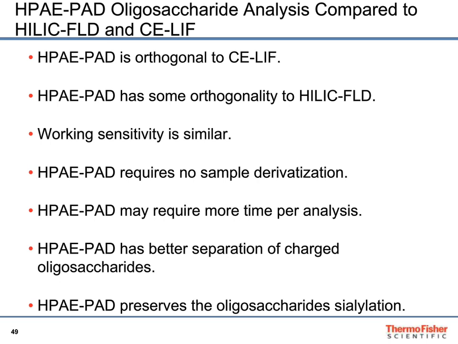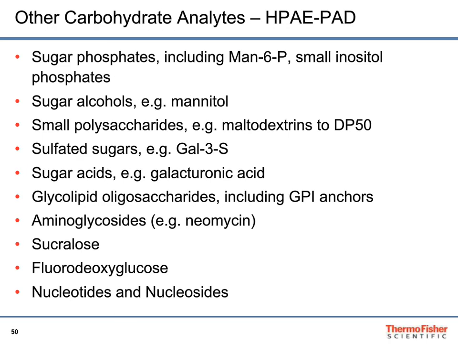And this slide, I'm getting near the end here, shows all the other kinds of sugar analysis that can be done by HPAE-PAD. I've mentioned a lot of these before. I haven't talked about sugar alcohols. We also do small polysaccharides that are just linear polysaccharides, sulfated sugars, some synthetic sugars, and fluorodeoxyglucose, which is done by one of the USP methods.